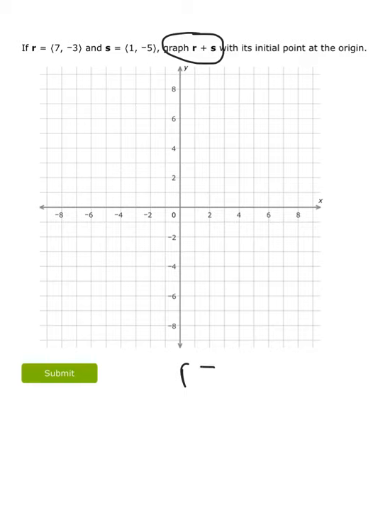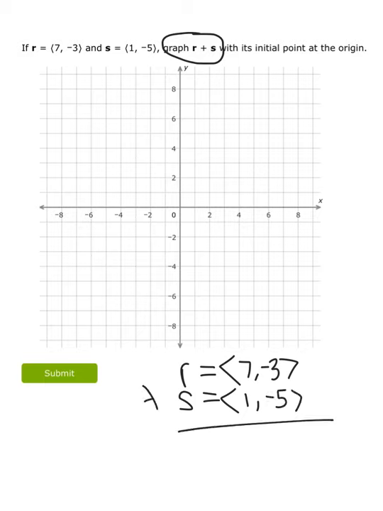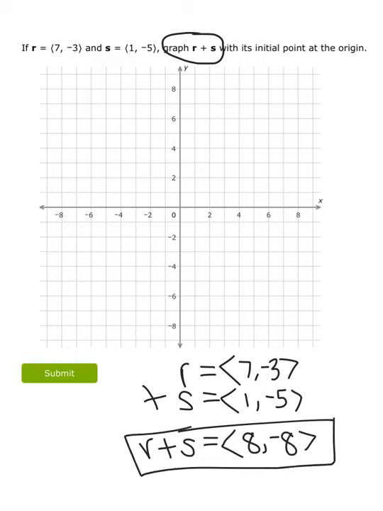So if I know vector R is at 7, -3, and S has the component form of 1, -5, I can add those together to get the sum. 7 plus 1 is 8. -3 plus -5 is -8. So my resultant for this sum would be 8, -8.